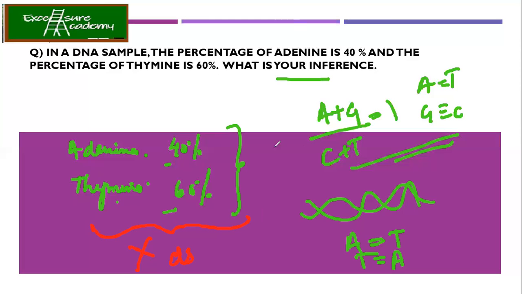Single stranded or triple. Yes, it is single stranded DNA, not triple. Okay. So triple means again the percentage will vary, which is also correct. So from this you should understand that it is your single stranded DNA. Okay. So this is the answer. So what is your inference? The inference is it is single stranded DNA. That's all, simple.